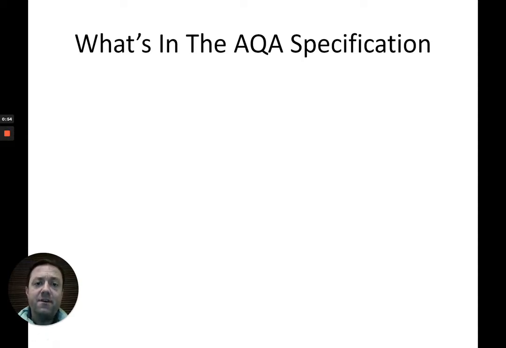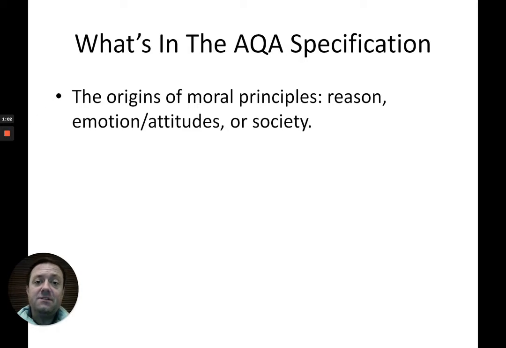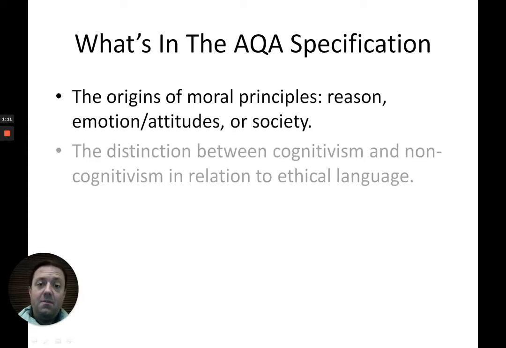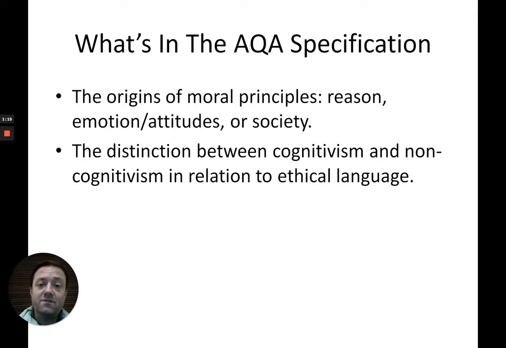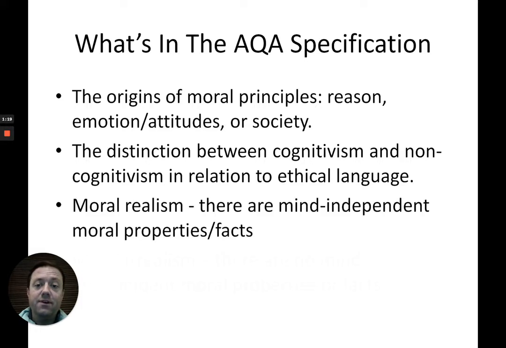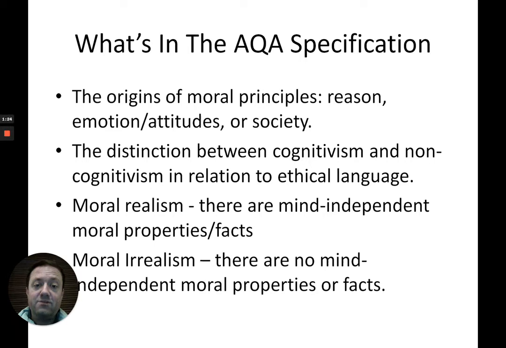So just a quick overview of what's in the spec first before we look at our first theory, which will be A.J. Ayer's emotivism. The idea is that we look at the origins of moral principles: reason, emotion, attitudes, or society. We'll be looking at the distinction between cognitivism and non-cognitivism in relation to the kind of ethical language that we use. And as I mentioned just now, we'll be exploring two sides of meta-ethical argument: moral realism and moral irrealism. Moral realism, as is suggested by the name, is the idea that there are mind-independent moral facts that exist no matter what we happen to think. Moral irrealism, on the other hand, is the idea that there are no mind-independent moral facts and that in one way or another, moral judgments are just down to what humans think.